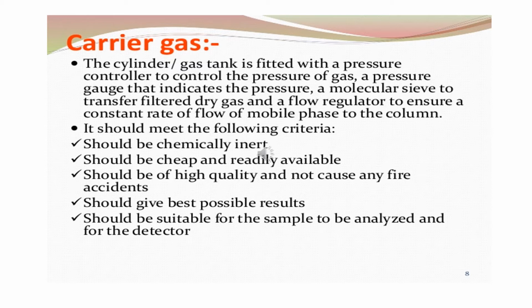Carrier gas. The cylinder or gas tank is fitted with a pressure control to control the pressure of the gas. A pressure gauge that indicates the pressure, a molecular sieve to transfer filtered dry gas and flow regulator to ensure a constant rate of flow of mobile phase to the column. So it should meet the following criteria: should be chemically inert, should be cheap and readily available, should be of high quality and not cause any fire accident, should give best possible result, should be suitable for sample to be analyzed and for the detector.